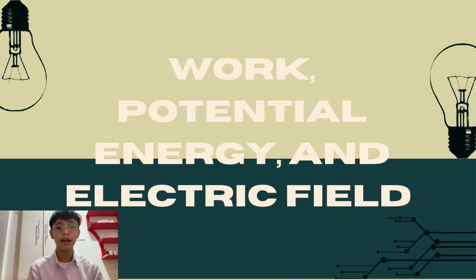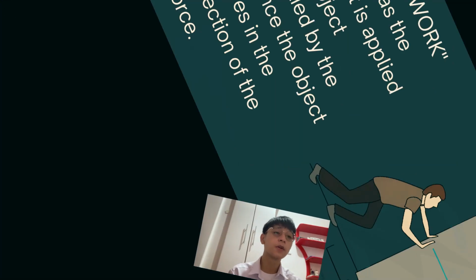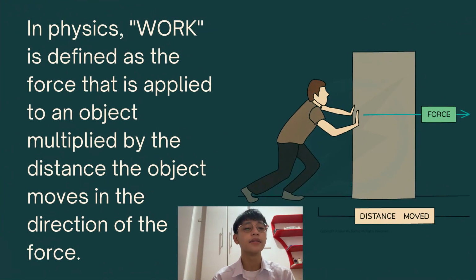So now, let's dive into how electric potential is related to work, potential energy, and the electric field. In physics, work is defined as the force that is applied to an object multiplied by the distance the object moves in the direction of the force. In the context of electric potential, the work done is the effort required to move a positive charge against the electric field from one point to another. This work done per unit charge is what we call electric potential.